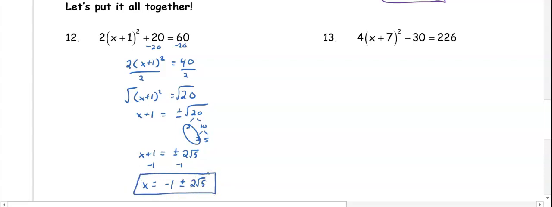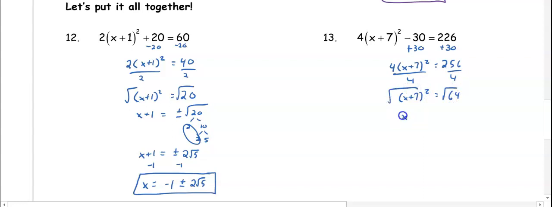So in number 13, in order to solve, the first thing that we are going to do is move that 30 over by adding it to both sides. So 4 times (x plus 7) squared equals 256. Then we can divide both sides by 4. So we get (x plus 7) squared is equal to 64.